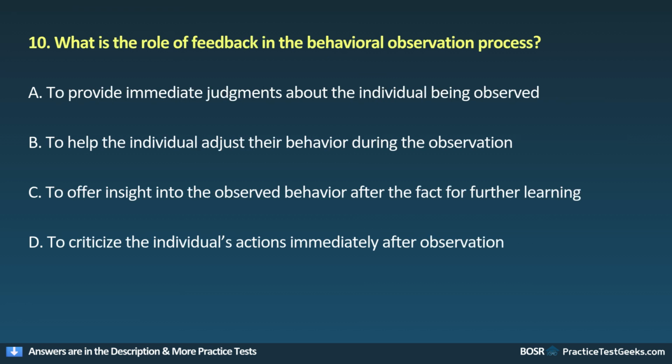10. What is the role of feedback in the behavioral observation process? A. To provide immediate judgments about the individual being observed. B. To help the individual adjust their behavior during the observation. C. To offer insight into the observed behavior after the fact for further learning. D. To criticize the individual's actions immediately after observation.